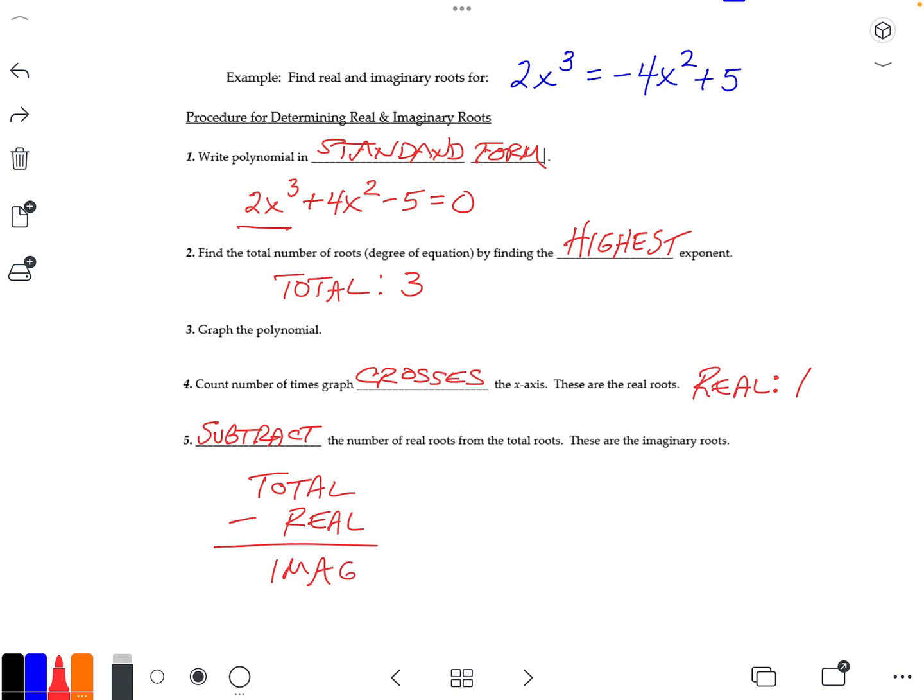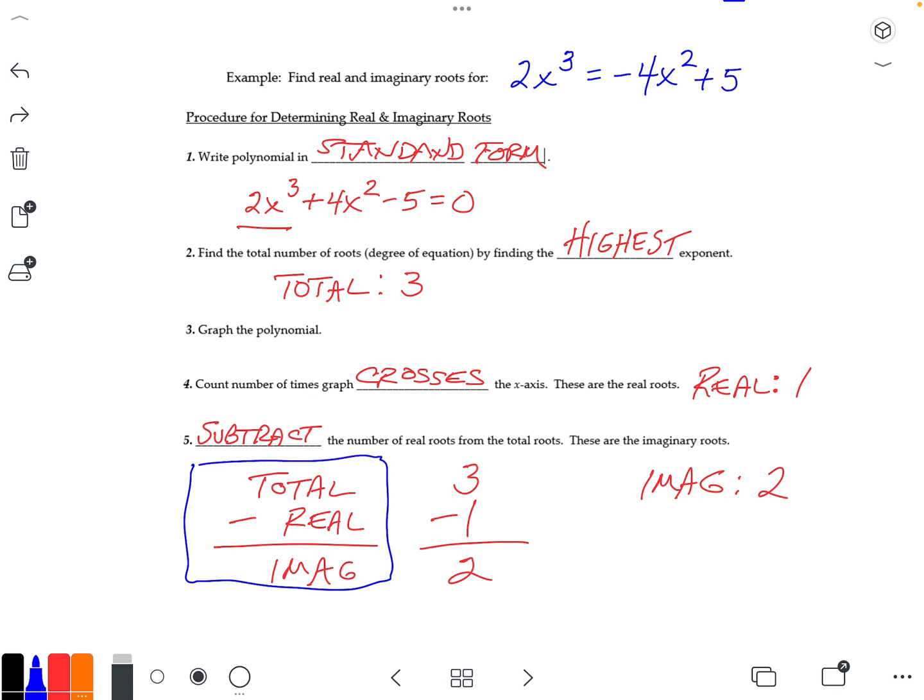Okay, so if I go back to step 2, I found that I have 3 total roots in this equation. There is 1 real root. I'm going to subtract 1 from 3, and I get 2. So the number of imaginary roots in this polynomial is 2. Okay, so this is going to be a good thing to remember. You might want to jot that down in your notes and make a highlight of it, because that's the way you're going to kind of do each of these problems, and you're going to do it in that order. Find the total, find the real, and then from those two, you can then calculate the imaginary roots.